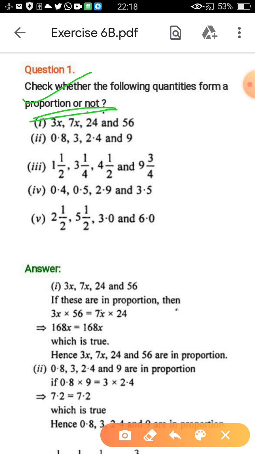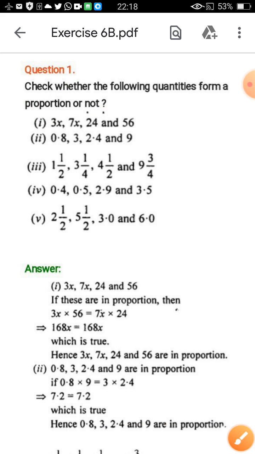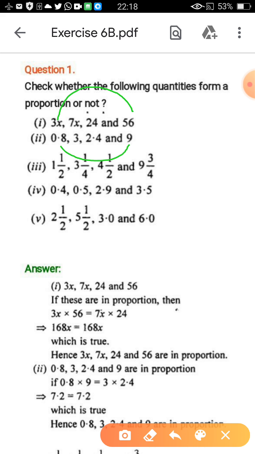When it is in proportion, the product of the mean terms must be equal to the product of the extreme terms. Let us understand what is meant by the mean term. The middle terms are known as the mean terms, and the extreme terms are the terms on the last side, on both ends. Their products should be the same.